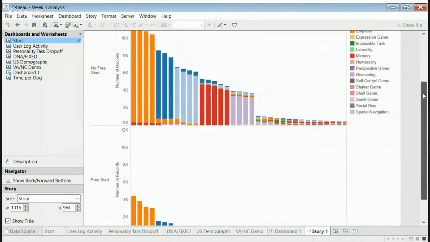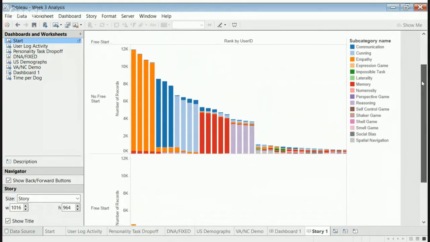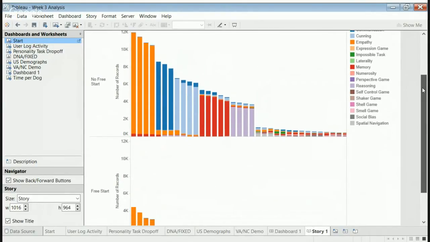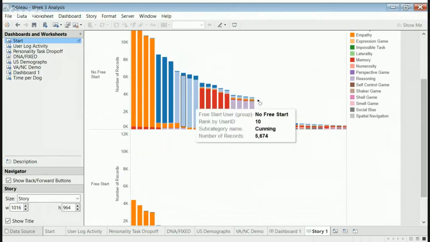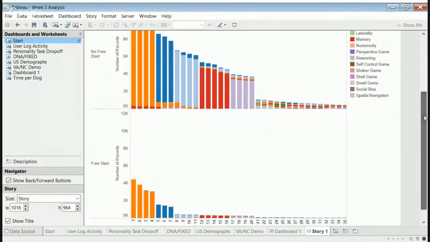All the way to the left is the first task the user has completed, and all the way to the right is the last task. This is the user ID. It's broken apart by whether or not a promotion was given to them by Dognition. And either way, in both of these graphs, it is clear that there is a significant drop-off.